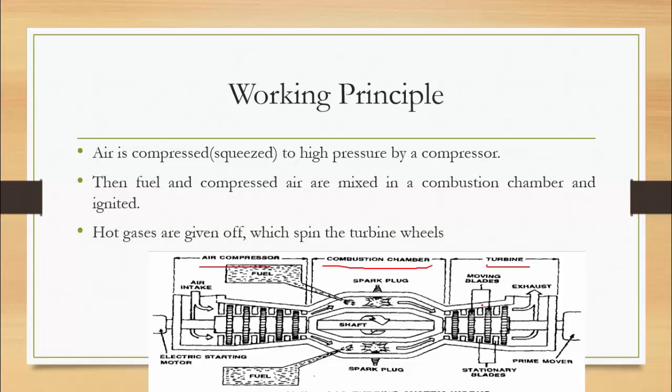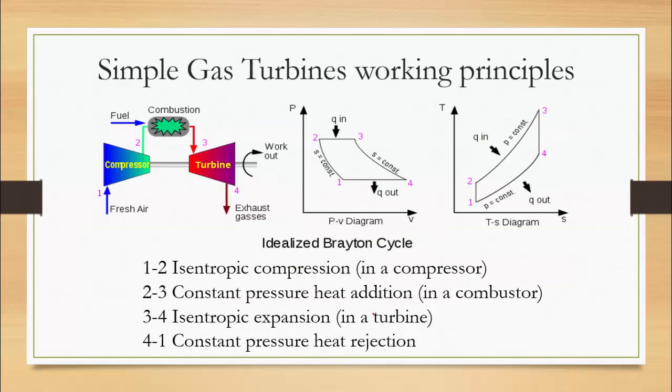In the turbine, the high pressure gas gets expanded, and because of this, the turbine starts to rotate, right? This is how a gas turbine operates. Usually gas turbines work on the Brayton cycle only.